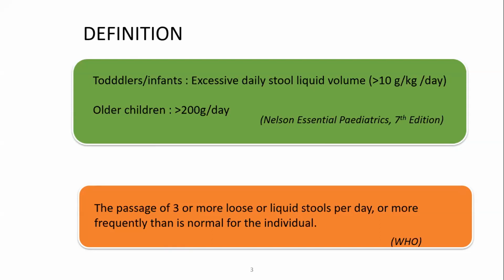Now, the problem with this definition is that nobody really measures your stool volume, isn't it? So the more practical way of defining diarrhea is as the passage of 3 or more loose or liquid stools per day, or more frequent than is normal for the individual. This is more practical and much easier for you when you're taking history and so on.